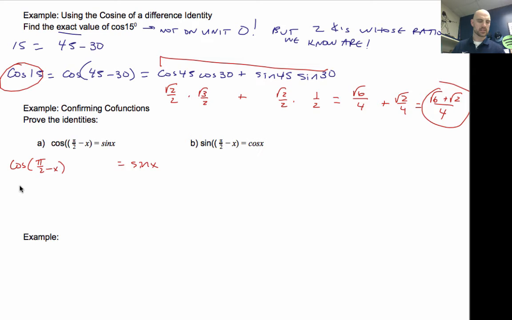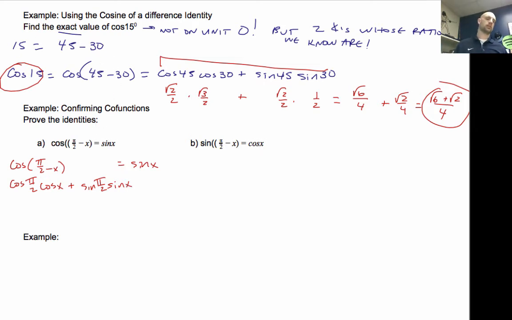So what we're going to do is we're going to take this, and without using one of the cofunction identities, we're going to split this apart. And so it's a cosine, so we're going to go this way. Cosine of pi over 2 times the cosine of x. And it's cosine, so this is opposite, plus sine of pi over 2 times the sine of x. And let's look at what happens.